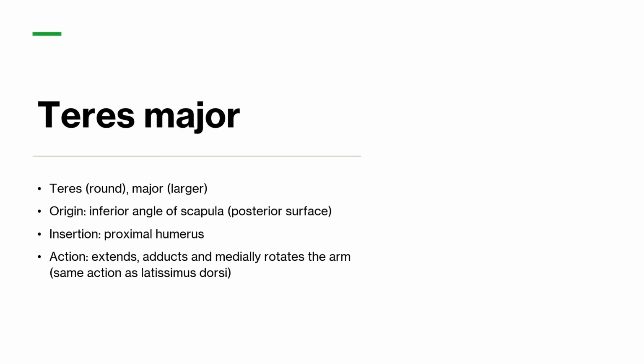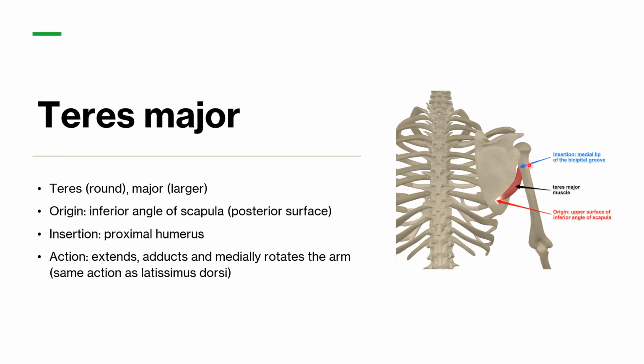Teres major. Teres means round. Major means larger. I have to admit this is kind of a weak looking teres major, but it illustrates the origin from the inferior angle of the scapula and its insertion on the proximal humerus. It does the same stuff that the latissimus dorsi does, which is it extends the arm, it adducts the arm, and it medially rotates the arm. So basically, whenever you're doing exercises that work your latissimus dorsi, you're also working your teres major.